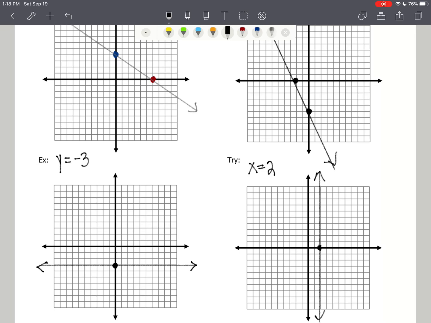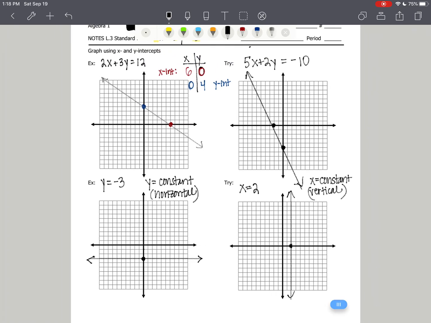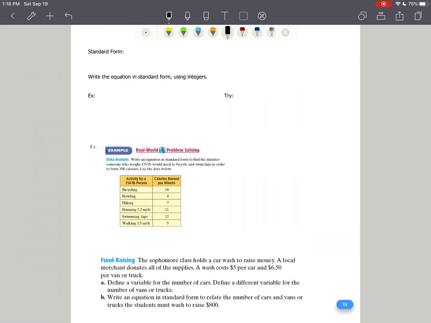So when you have y equals a constant, that's a horizontal line going through that y value. And when you have x equals a constant, that is a vertical line. We already know that horizontal lines have a slope of 0, and vertical lines have an undefined slope. So we're adding to our knowledge base.